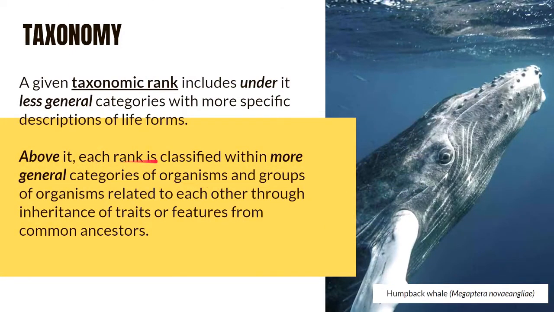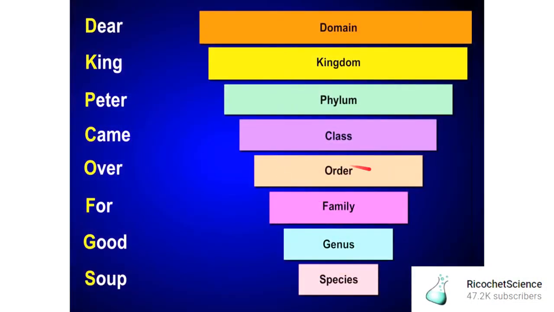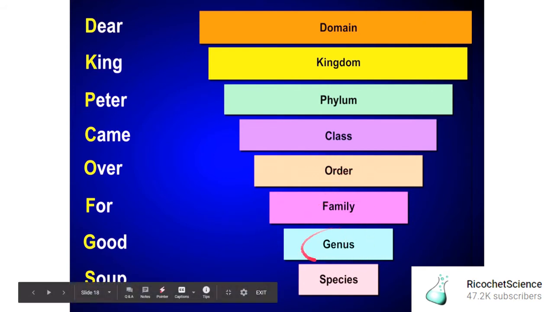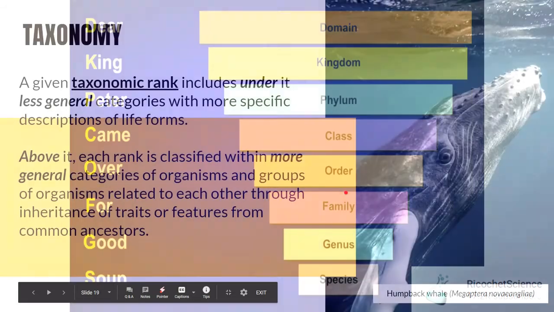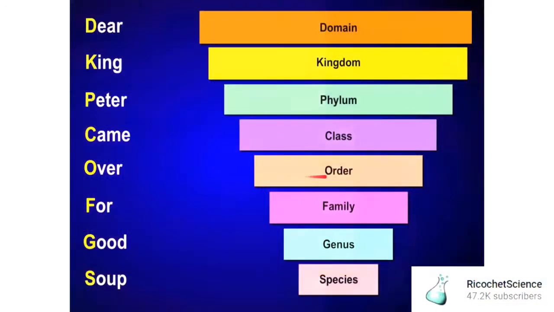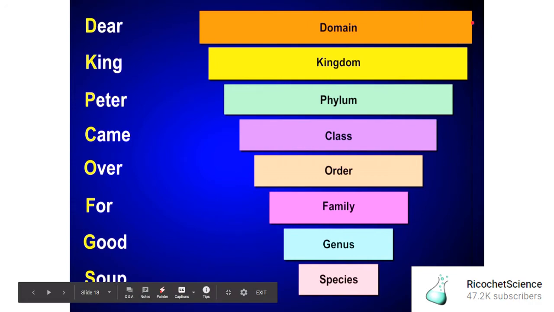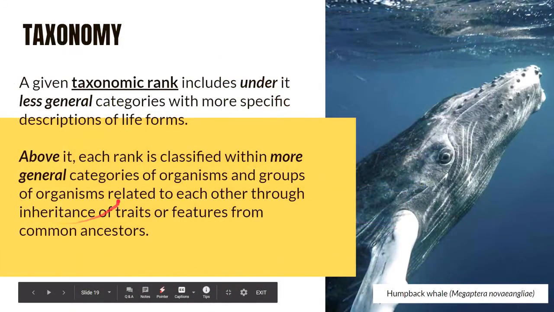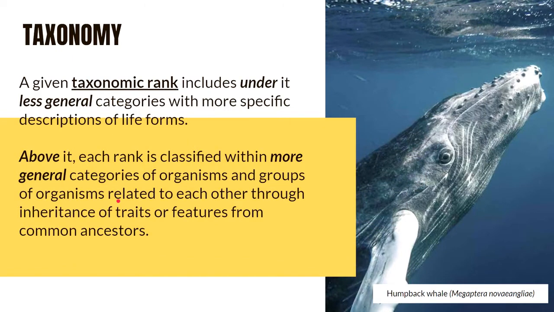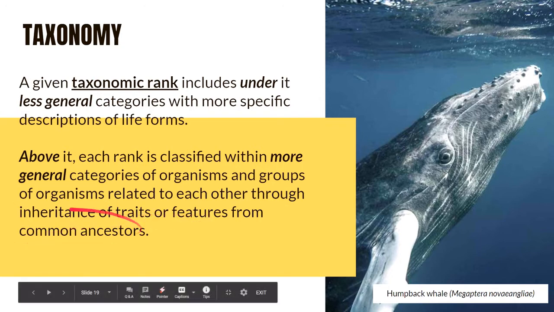While above it, each rank is classified with a more general category. So above family, order has a more general description than family. So below it, more specific; above it, more general classification. That's the reason why it creates this taxonomic hierarchy. These less general or more general categories of organisms and groups are related to each other through inheritance of traits or features from common ancestors.